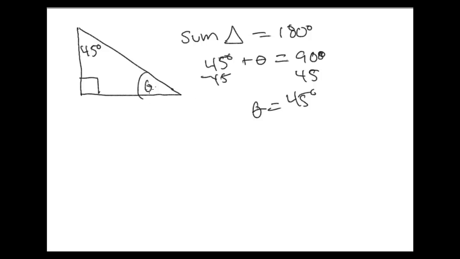This tells us that we're dealing with a 45, 45, 90 triangle, which is one that you're going to have to memorize in trigonometry class. In a 45, 45, 90 triangle, the length of the sides are always the same. Each leg is equal to 1. Using the Pythagorean theorem, we can find the length of C, the hypotenuse.